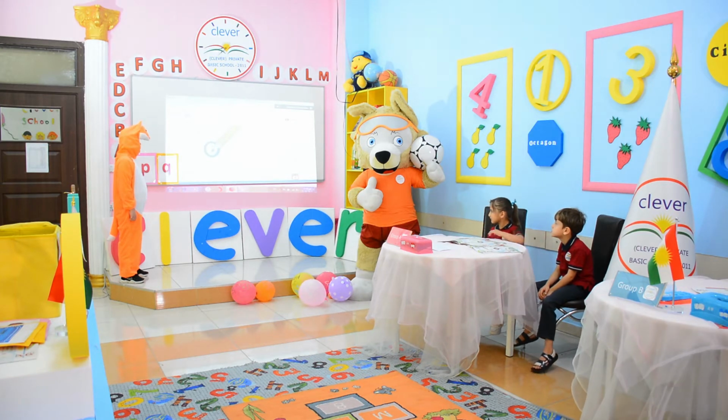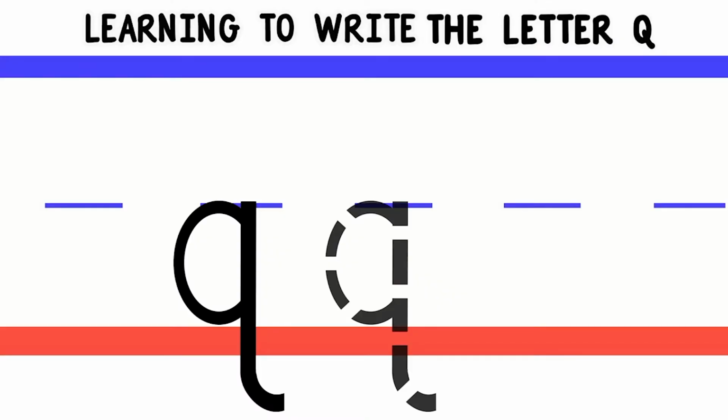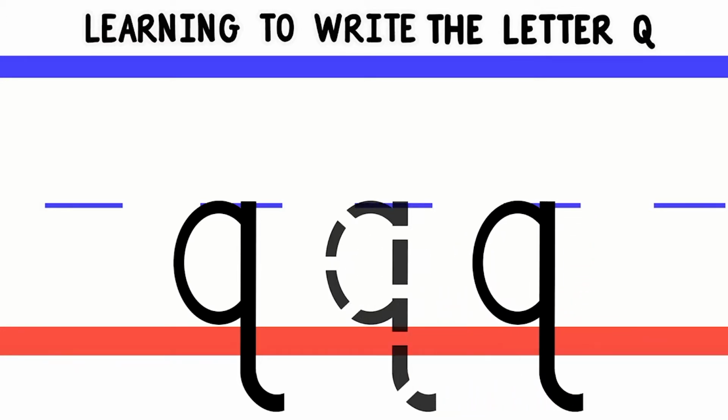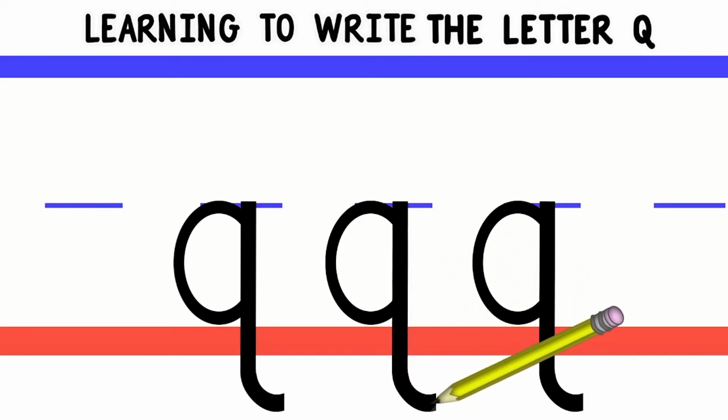Good job! Let's do that again. We'll start in the middle and do a little circle. Then we'll do a straight line down and give it a curved tail out. Good job! Now you try. Good work!